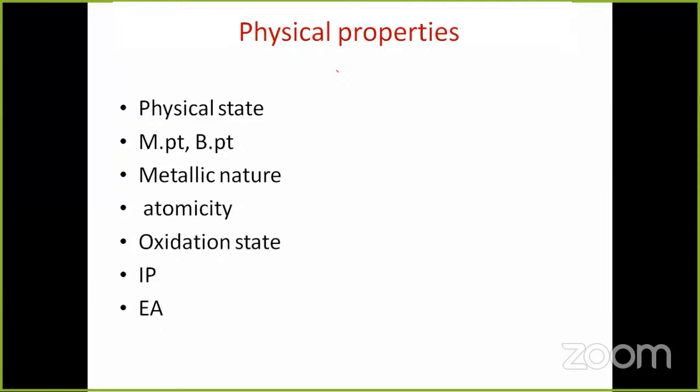So all are non-metals. Atomicity is 0. Even as a single atom they are stable. Oxidation state is 0. They are stable. No need of extra electron, so they do not get involved in chemical reactions. So the ns2 np6 electron configuration means no need of extra electron. That's why the oxidation state is 0.